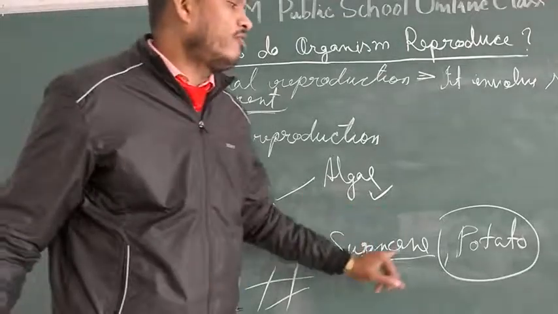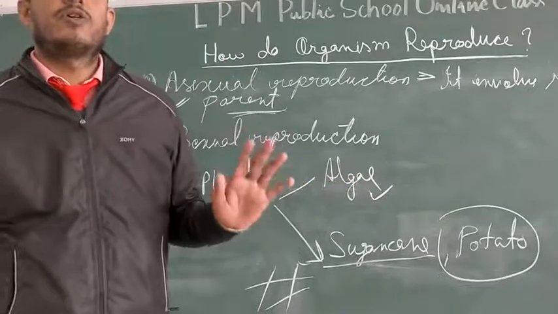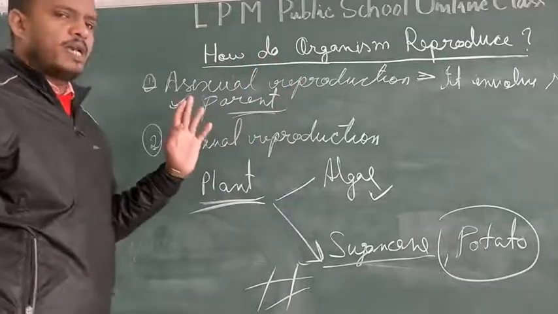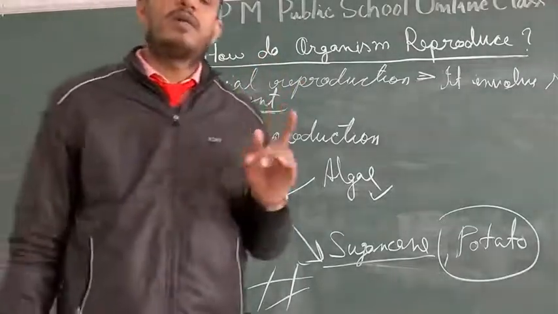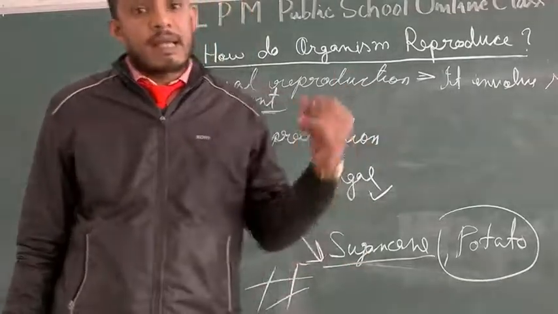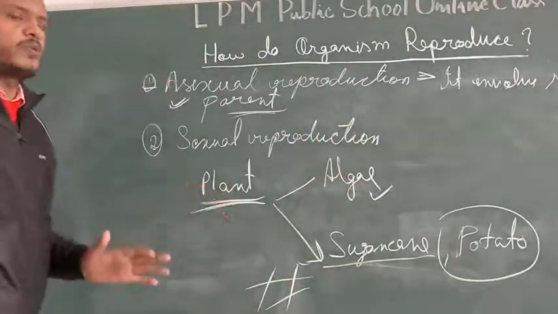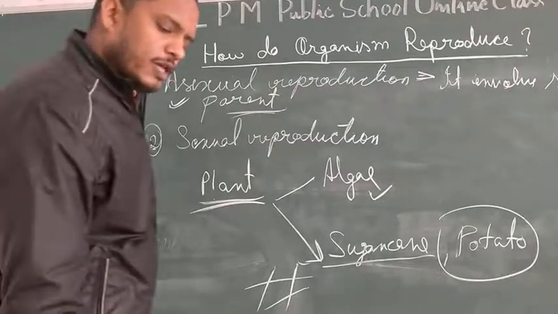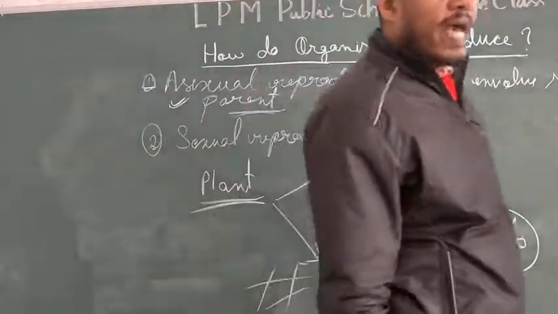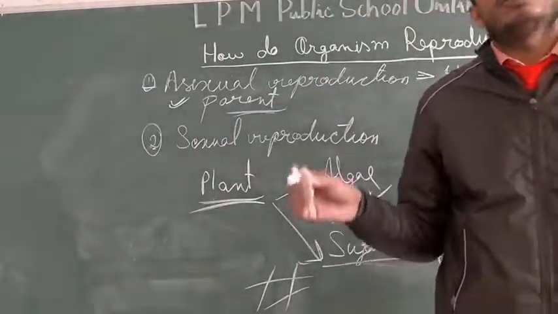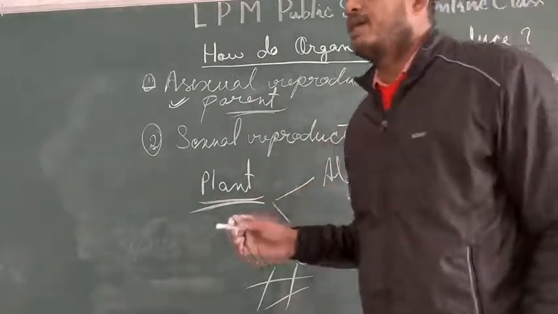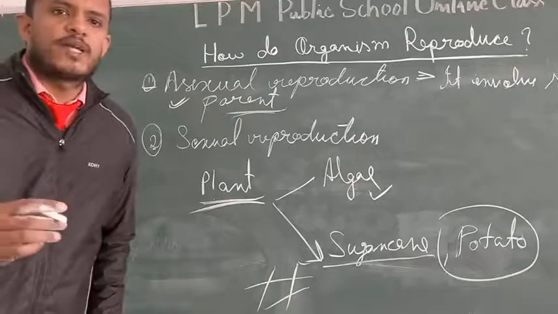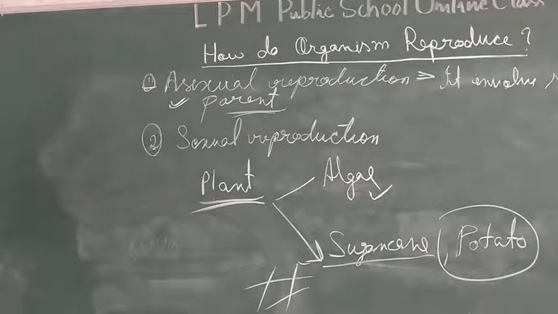Why? Because of the involvement of a single parent. So what I told you in the last, that asexual mode is generally adopted by simple organisms. Correct. Second thing I would like to add, that asexual reproduction also takes place in those organisms who have a special type of cells, which have the capability to give rise to the complete organism.